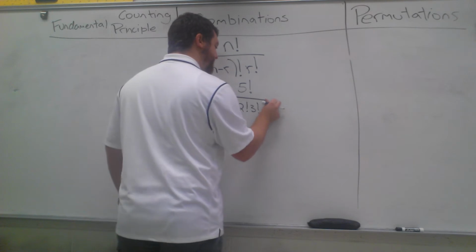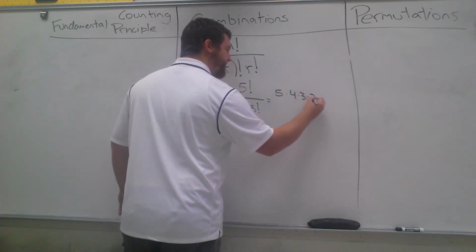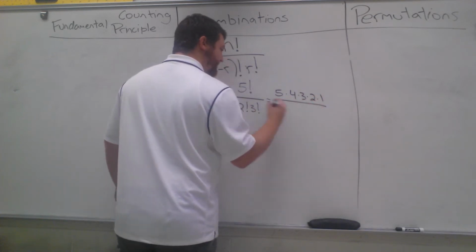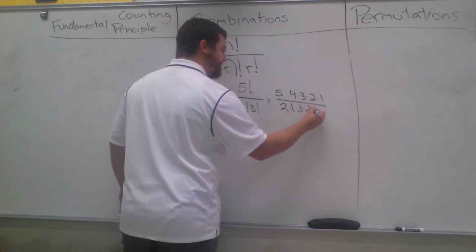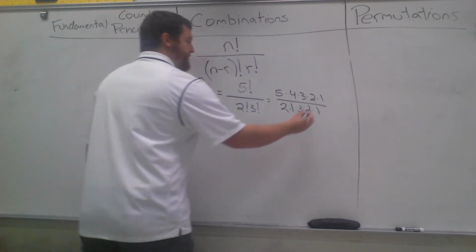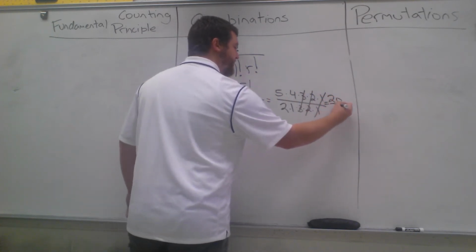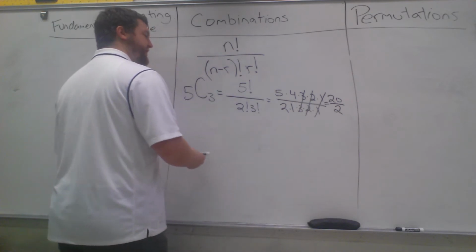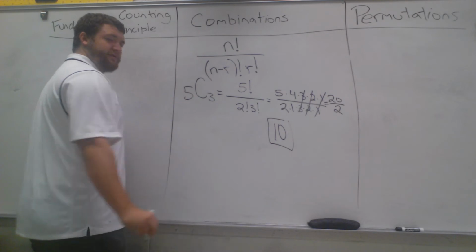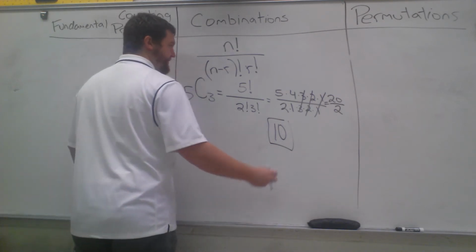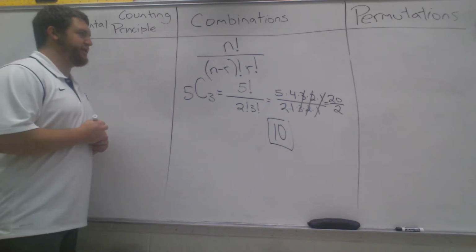So if I write all that out, I get 5 times 4 times 3 times 2 times 1 over 2 factorial, so 2 times 1, times 3 factorial, times 3 times 2 times 1. This guy marks out, out. I get 20 over 2. And if you remember from yesterday, 20 divided by 2 is 10. And that's what we got yesterday. When you marked out all your options, the ones that overlapped, you got 10.